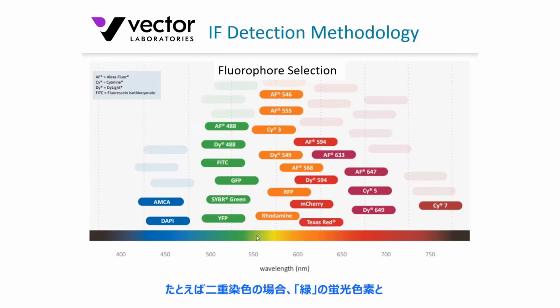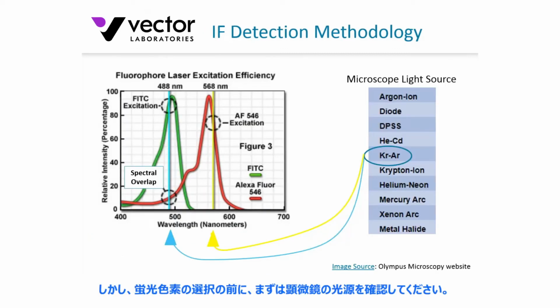So if you were looking for a double label, you'd use something in the green area, an Alexa Fluor 488, a dilator of fluorescein, and then use something over in this area, a red one, to give you good separation of color. But importantly, before you jump into selecting a fluorophore, let's have a look at the hardware that you've got at your disposal. And very importantly, stay with me on this slide.